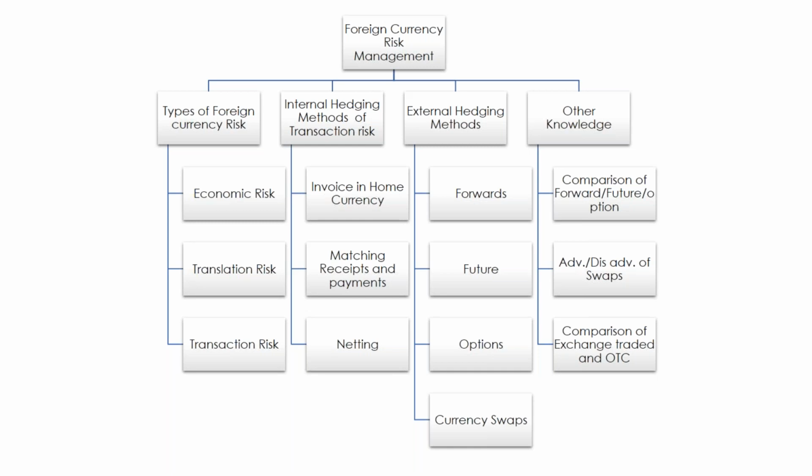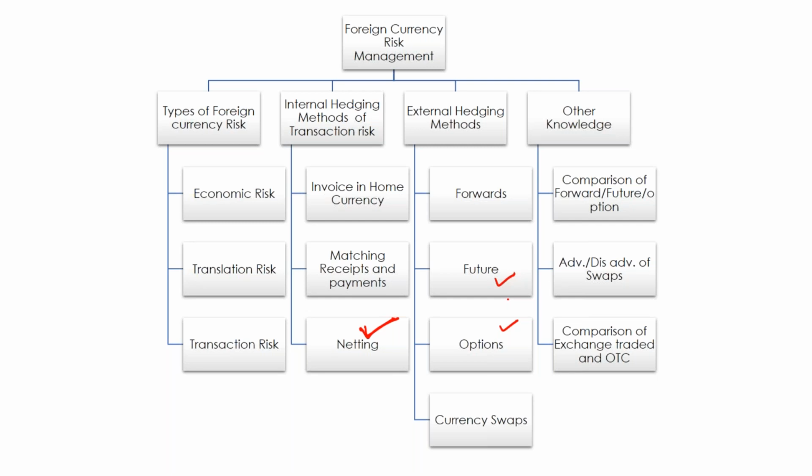Then internal hedging includes invoicing in home currency, matching and netting, and the most important part here is netting. So netting is very important in internal hedging. External hedging includes forward, future, option, and currency swaps. All of these are tested in the exam regularly, but the most favorite are future and options.